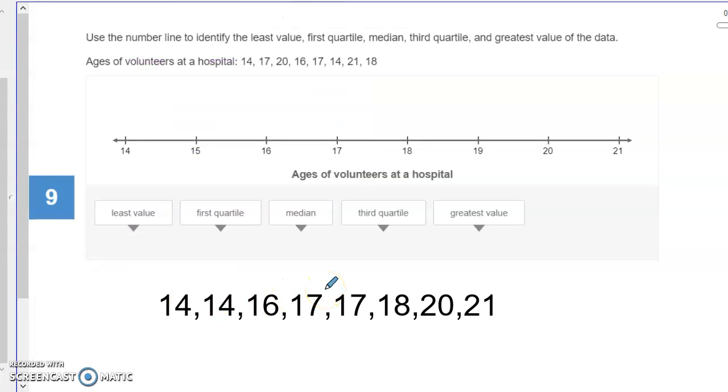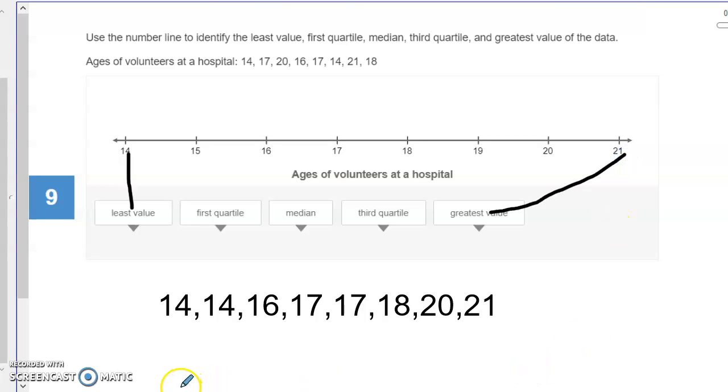We skipped number 8, and now we're going to number 9, and it says use the number line to identify the least value, first quartile, median, third quartile, and greatest value of the data set. Well, the first thing you have to do is put the data in order from least to greatest. Sometimes that's the most difficult part, but you have to have the data in order from least to greatest, or you're not going to be able to find any of these things. Once you have it in order from least to greatest, then a lot of them will just be shown to you right away. For example, my least value would be 14, so I would put that little thing above 14. My greatest value is 21, so I would put that one right there.